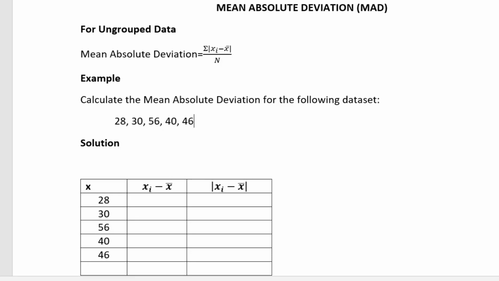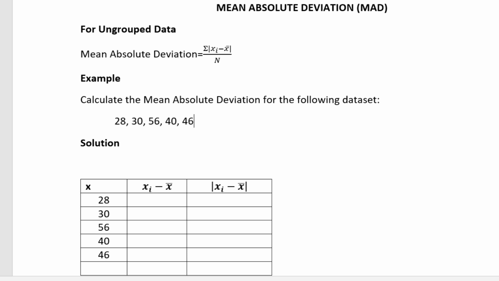The mean absolute deviation for ungrouped data is given by the formula sum of |xi minus x bar| over n, where xi refers to the observations given, x bar is the mean of the observations, and n represents the number of observations.